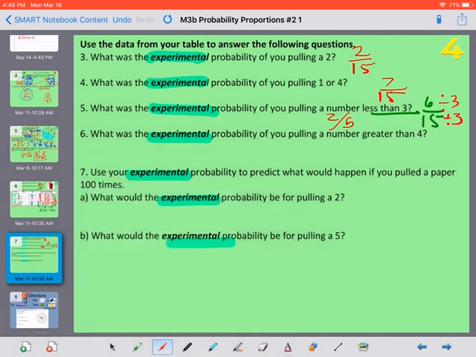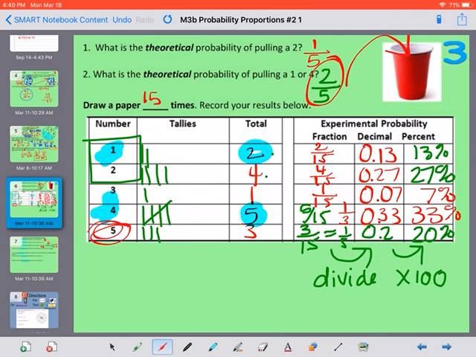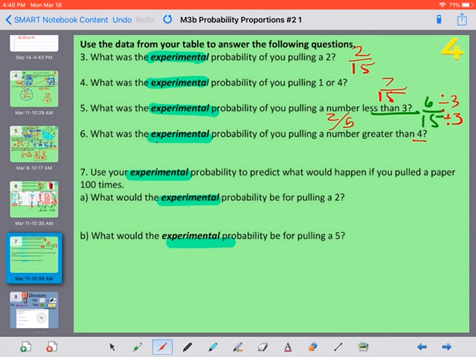Question 6. What's the experimental probability of you pulling a number greater than 4? Well, the only number greater than 4 is 5. So we have 3 of those based on our experimental probability. 3 out of 15, which we can simplify to 1/5.